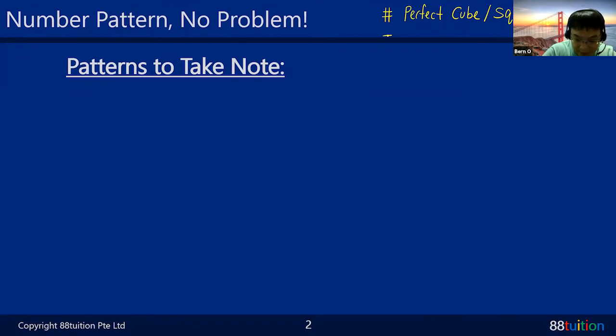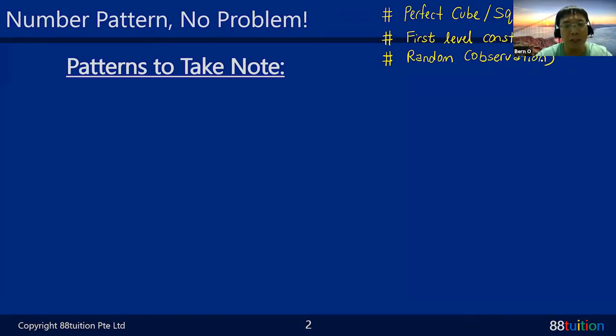Then there's the second category, where we talk about something called the first level constant. First level increment is the same. I will briefly talk about this also. Don't worry. And the third category is the random one. For the random one, you have to observe the pattern. This one you have to use something called your eye power. Obviously, which one is the most difficult? This one lah, the random one. So mainly there's only these three categories.